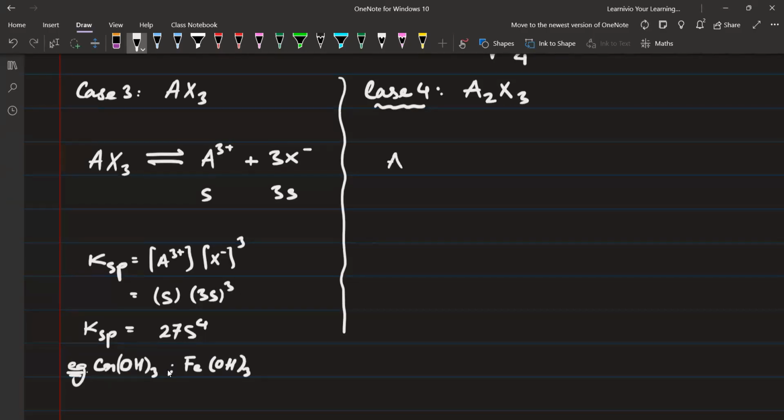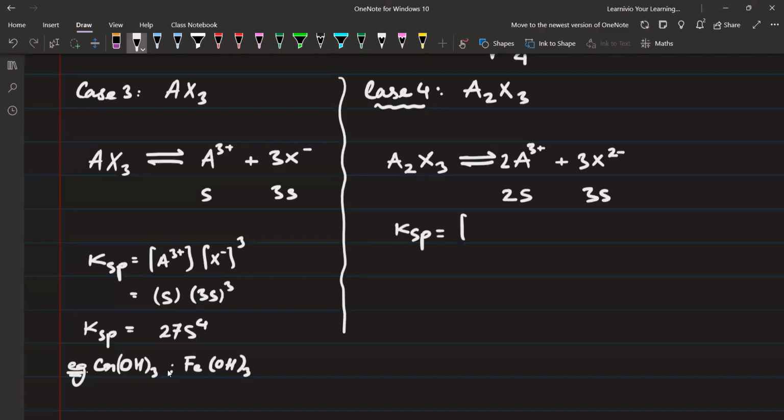Now in this case A2X3 will dissociate into 2A3 positive and 3X2 negative, so this will be 2S and this will be 3S. Does this make sense, yes or no, please tell me? Yes, sir.